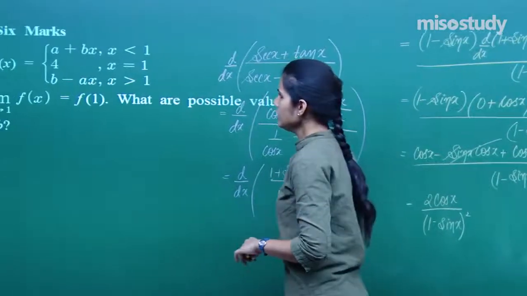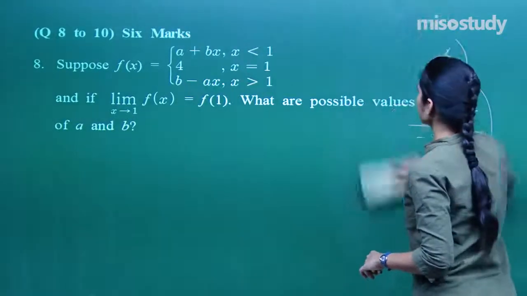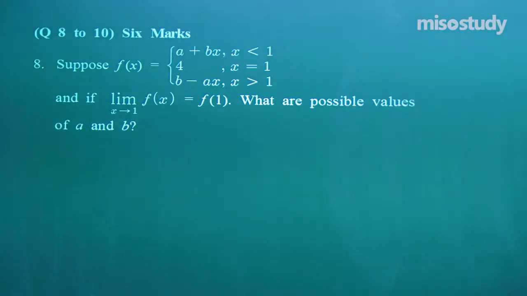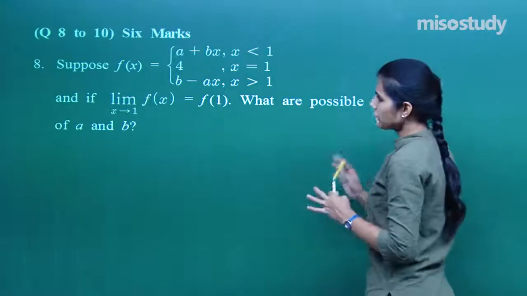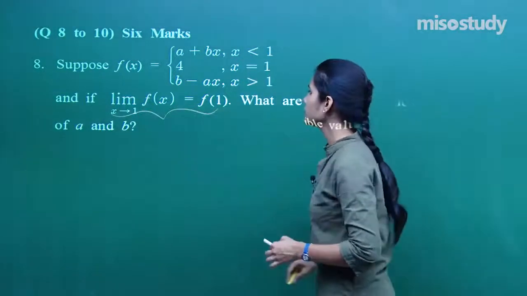Suppose f of x is given to be this function, and if limit of f of x as x tends to 1 is 1, what are the possible values of a and b for which this is going to hold positively? Okay, this is my function given to me, and the fact that I have to use to compute a and b is this fact.